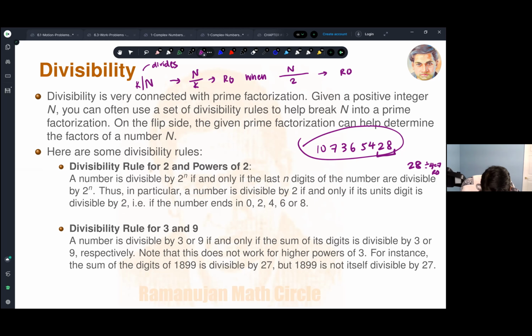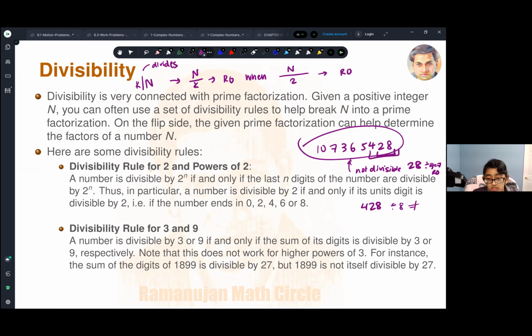You could also see whether the number is divisible by 8 or not. What you would do for that is take the last 3 digits, right? So 428 is the number formed by that. You check if it's divisible by 8. It actually is not. So this number is not divisible by 8. And obviously, if it's not divisible by 8, it's not going to be divisible by 16, and so on and so forth. So you can just stop there.